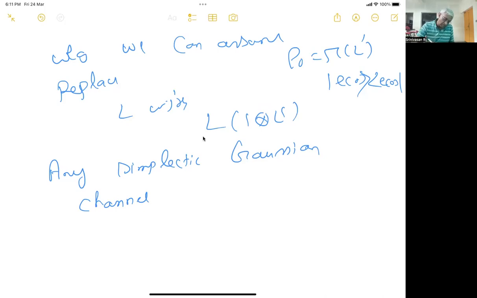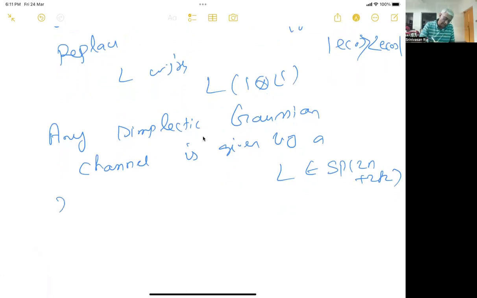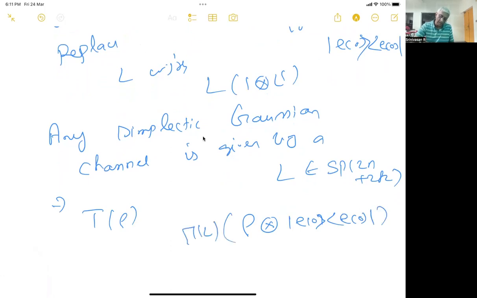So any symplectic Gaussian channel is given by L in Sp(2n plus maybe 2k if you want), such that T of rho should be rho tensor E0, then you take gamma L star, then you take the trace 2 of this. This is how it is.